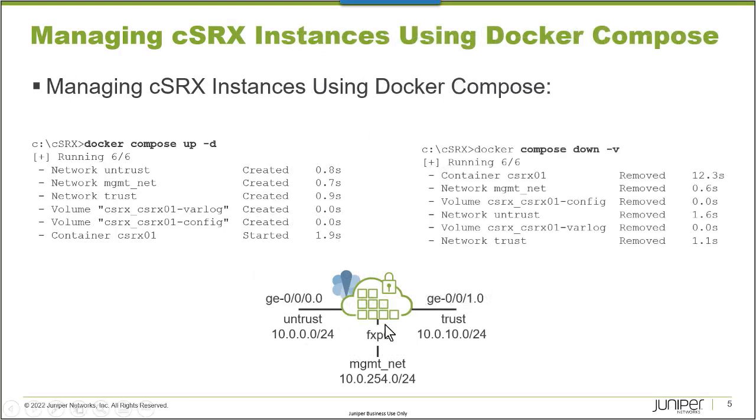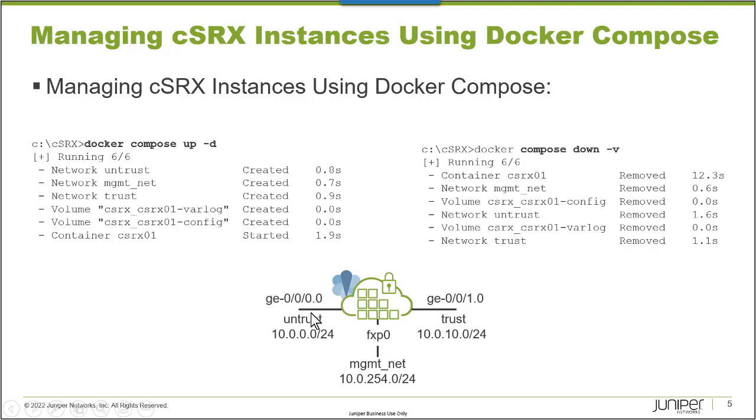Now here's what we're going to build. We're going to launch a cSRX instance. There are, as part of the Docker Compose process, 3 networks that will be created. We'll create an untrust network, a trust network. You can call the networks whatever you like. There will be 3 interfaces, 3 ports created for the cSRX instance. There will be a management port that will be assigned to the management network that will be created. These are the subnets that are associated with the Docker networks that will be created. And there will be 3 ports.